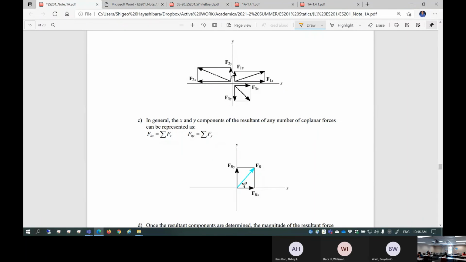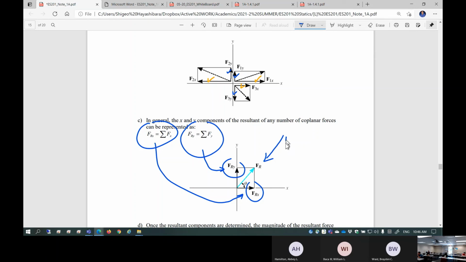Okay, so you are going to resolve into x and y components for each. All the x direction components are added together, and all the y direction components are added together. Then you come up with the resultant in each direction. So this is the resultant for each direction, and now these are added together to come up with the resultant force. Does it make sense?